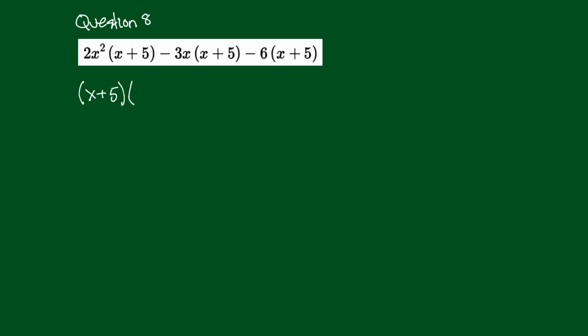If you take out the x plus 5, right, just remove it, what's left? 2x squared. Take out the x plus 5, what's left? Minus 3x. Take out the x plus 5, what's left is a minus 6. I think we're done. That is the factored form.